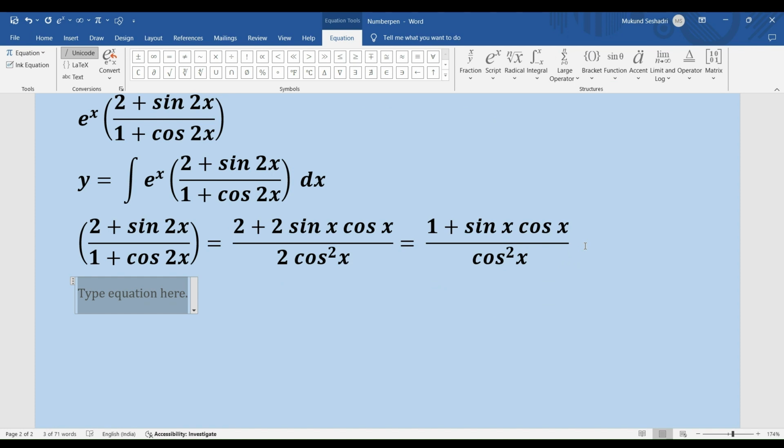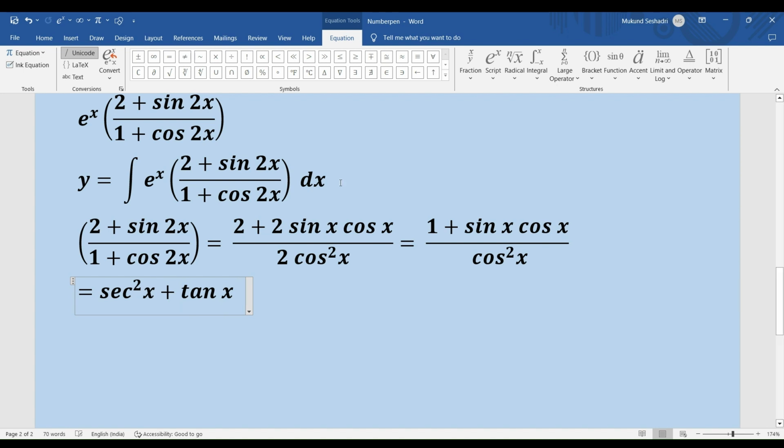My (1 plus sine x cos x) divided by cos square x, I'm going to decompose this as 1 by cos square x, which is nothing but a secant square x, plus I have a sine x cos x divided by a cos square x. And what is that? I'll be left with a tan x, right? So the expression what we have is nothing but a tan x plus secant square x, right?